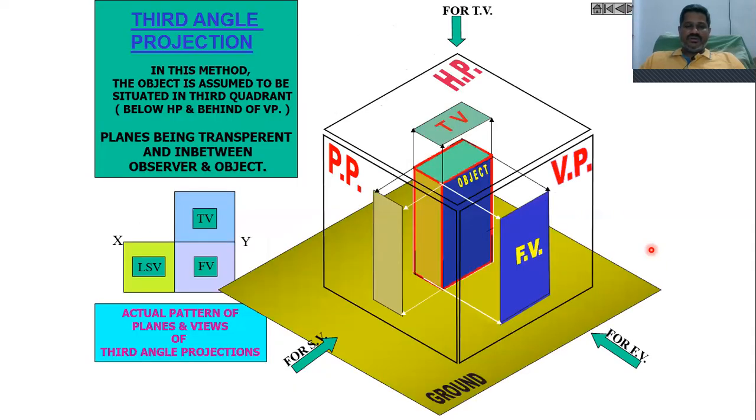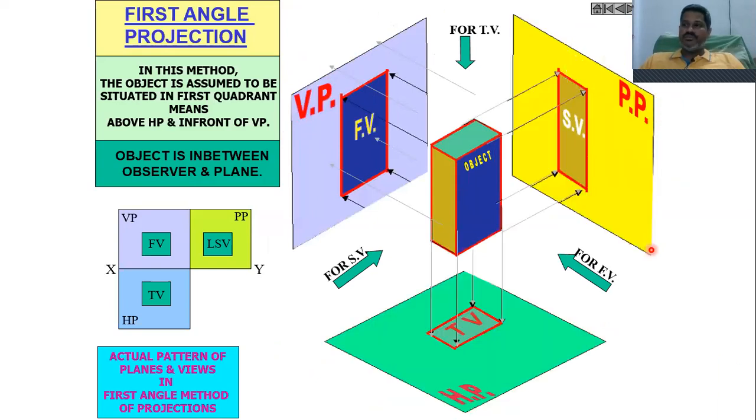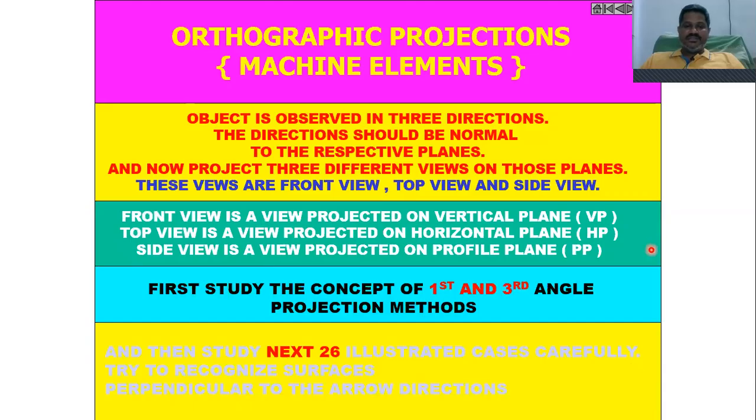Now we have seen what third angle projection is. As I said, in the case of third angle projection, front view will come below the XY line, top view will come above the XY line. Whereas in the case of first angle projection, front view will come above the XY line and top view will come below the XY line. So left side view will come onto the profile plane. So this is what we have covered as of now. These are some of the examples that we took in this session.